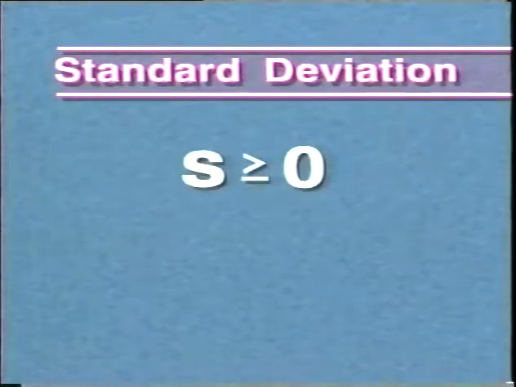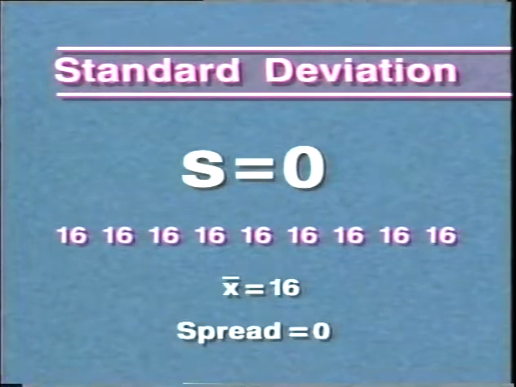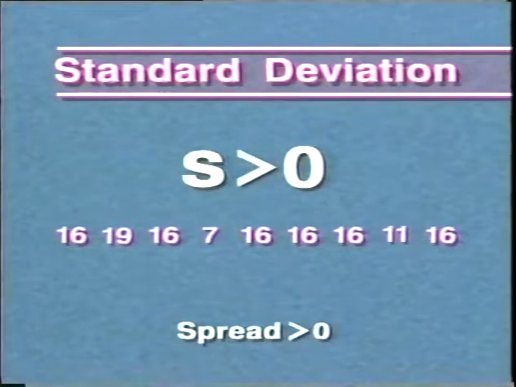Now let's learn to interpret standard deviations. To begin with, we need to realize that s, the standard deviation, is always greater than or equal to 0. That's because it's based on an average of squares, which are all positive. A standard deviation of 0 is only possible if all the data points are exactly the same, meaning there are no deviations from the mean and thus no spread in the data. If the data vary in any way, the standard deviation will be greater than 0, and the larger the spread, the larger the standard deviation.